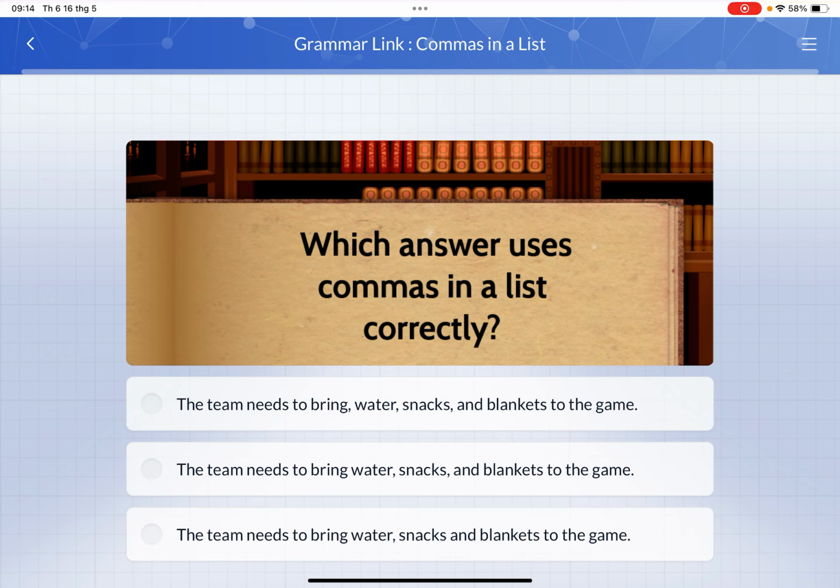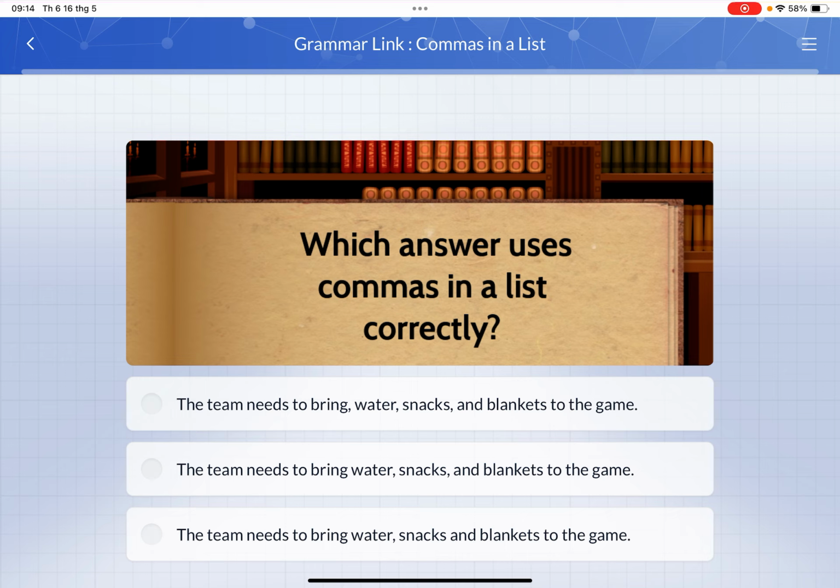So we only need to put a comma after water and after snacks. Now the first example here, they have a comma before water, which is after bring, but bring isn't in our noun list. Bring is a verb, and of course bring is not something that we would bring in a game, right? So the first choice of answer here would be wrong.